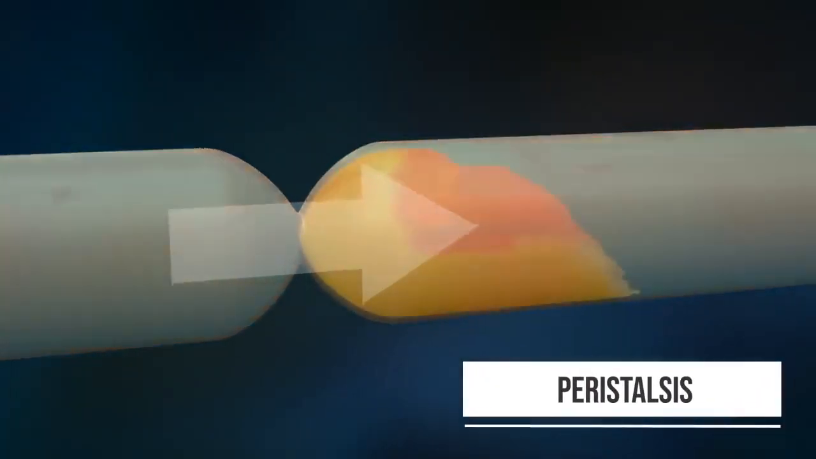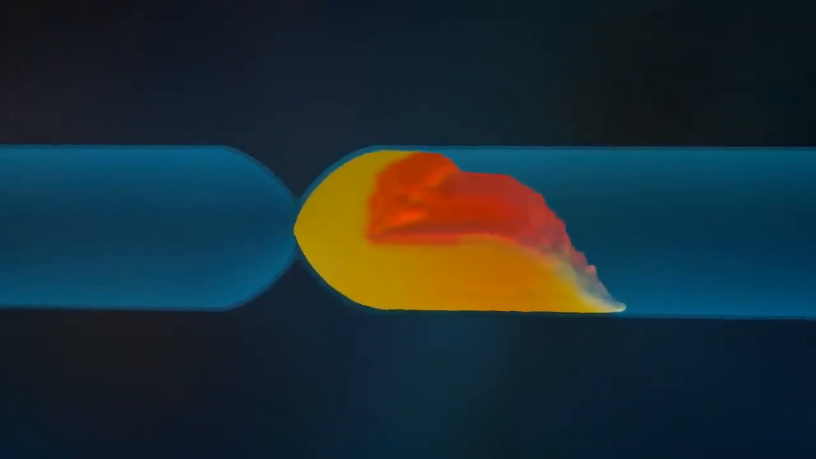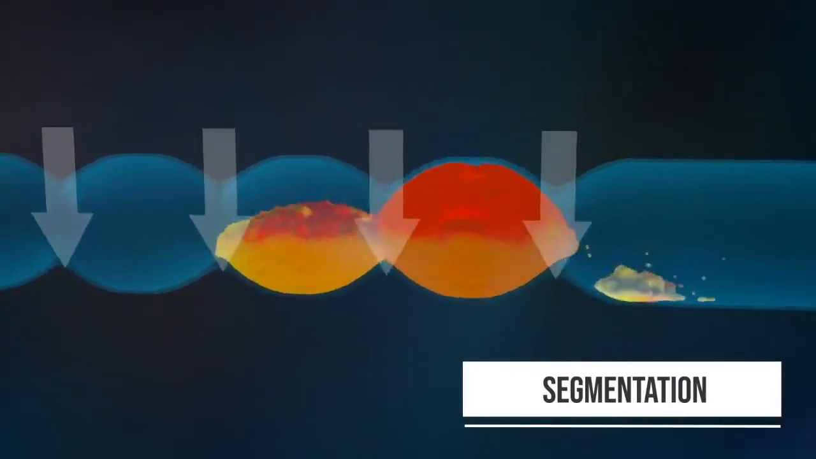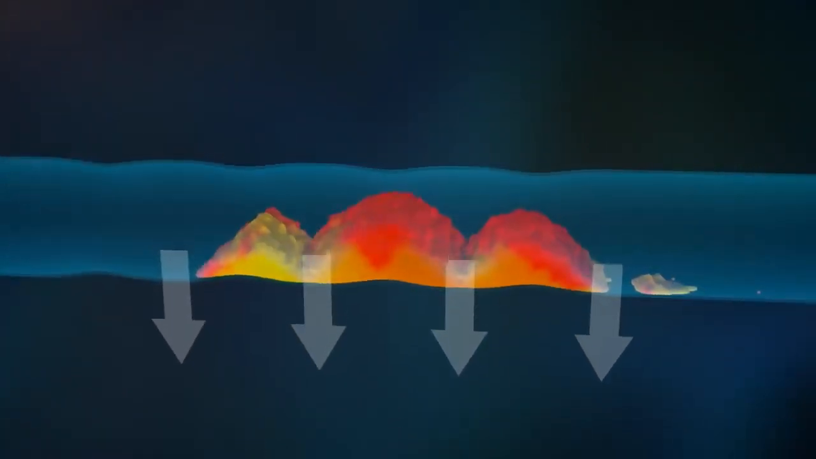As with the esophagus, the food is transported by peristalsis. In contrast, segmentation contractions serve to mix the chyme, which is shown here in yellow and red, to make it easier to see the mixing process.